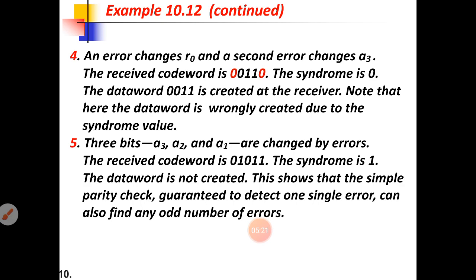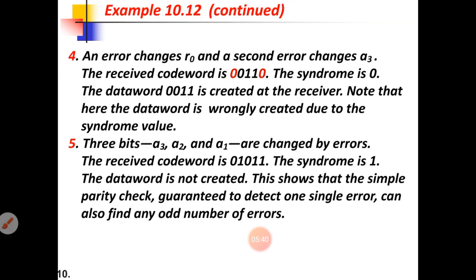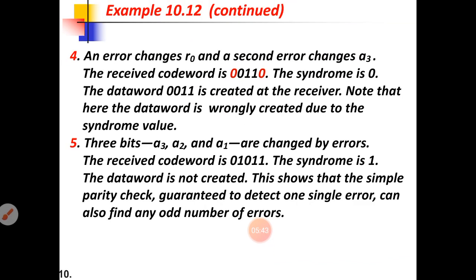If two bits are modified, one is the R0 value, the parity bit, that is the last one, and the A3 value is also modified, that is the first one. Two bits are modified here, but the syndrome value is still 0. Why is it 0? Because whatever the received code word is, after two bits are corrupted, the number of ones is still even in the received code word. So that will be accepted.